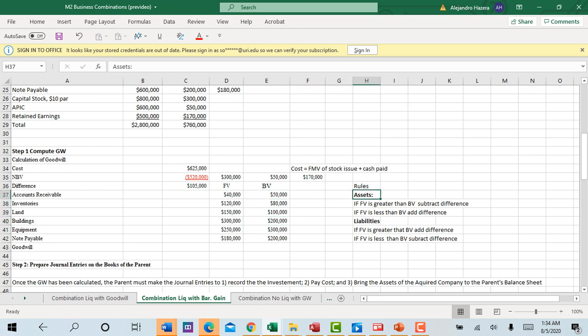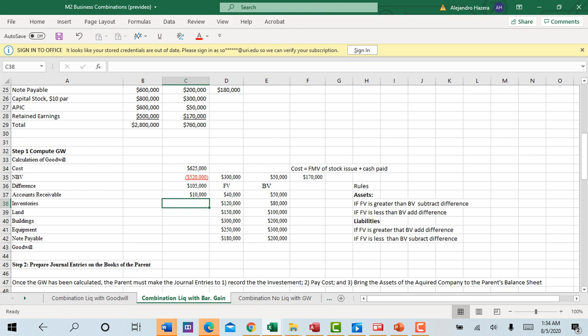Okay, keep these rules in mind. If for an asset fair value is greater, subtract. If it's less, add. Opposite for liabilities. So the fair value is less here, so we'll add it back. We can do that one of many ways, but we just take the greater number, so that's 10,000.